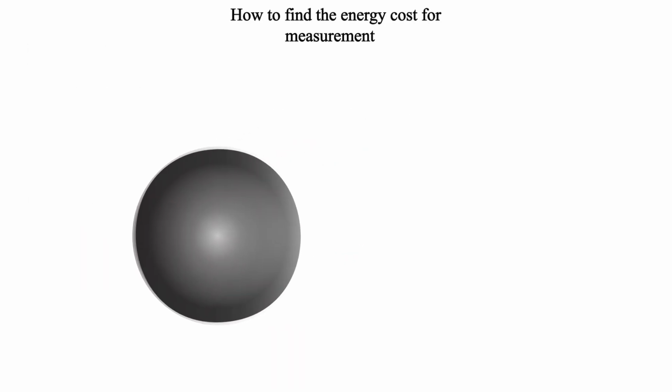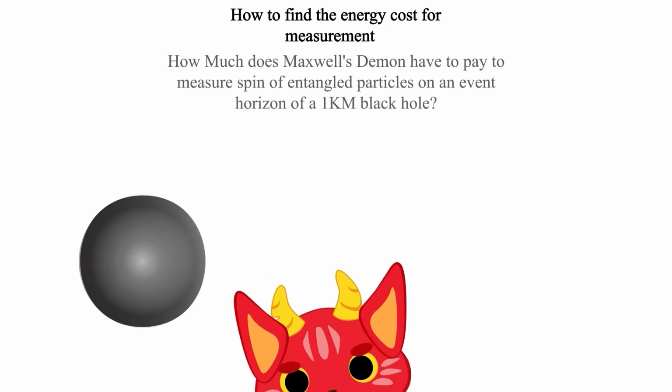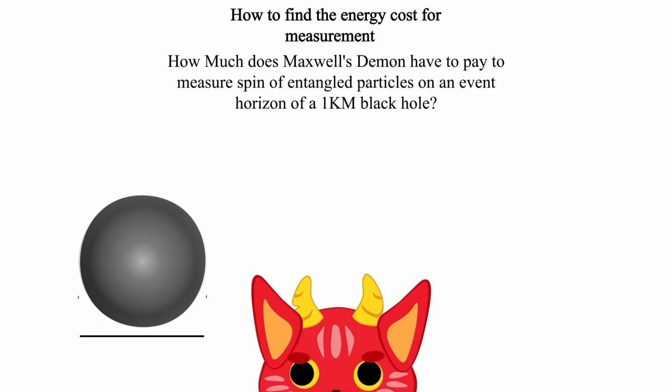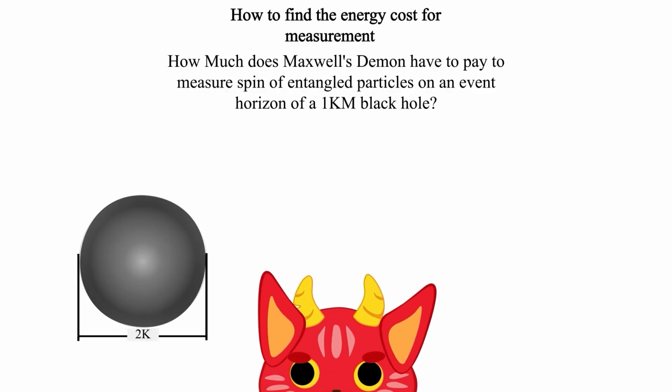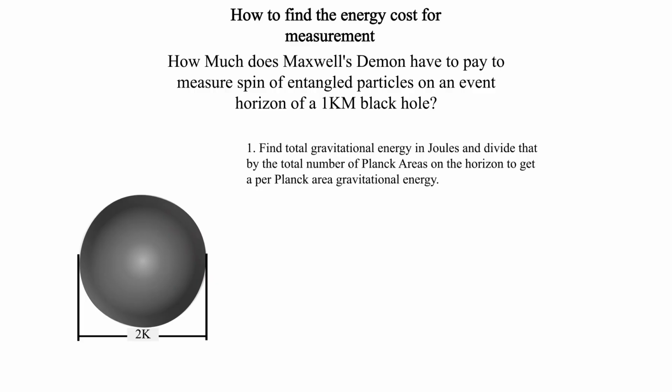So how to find the energy cost for measurement? How much does Maxwell's demon have to pay to measure a spin of entangled particles on an event horizon of a 1 kilometer black hole? Now this will take a few steps. Step 1, find the total gravitational energy of that black hole and divide by the total number of Planck areas on the horizon to get a per Planck area of gravitational energy.